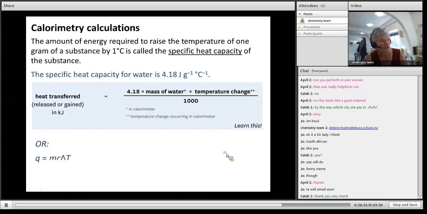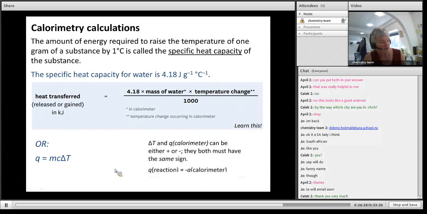Okay, so you could also have it as q equals mc delta T, and as I say, the q for the reaction is the opposite to the calorimeter. So if the calorimeter became hot, it's because the reaction was giving off that energy.